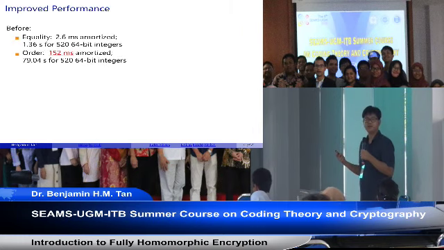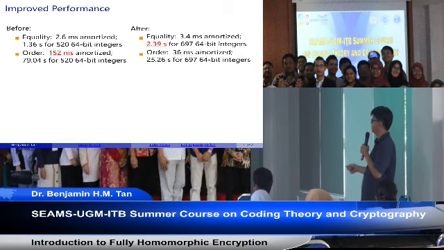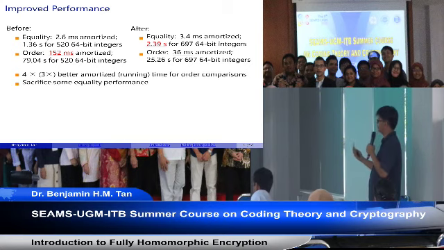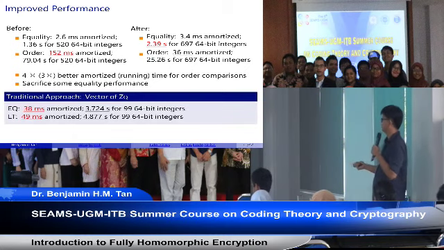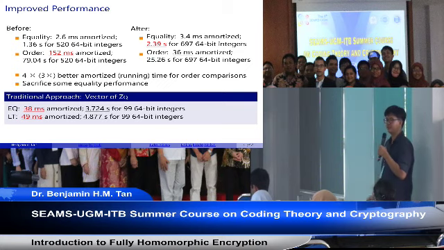All right, so how does this translate in real-time performance? Equality is slightly more expensive now, but we managed to reduce the running time of order by about 4 times amortized, and the total time here is about 3 times faster. So we have to sacrifice some equality, but we get a very significant improvement in the performance for order. And if we look at the traditional approach, where instead of bits we encrypt elements in Z_q, you need about 50 milliseconds to do any meaningful operation.